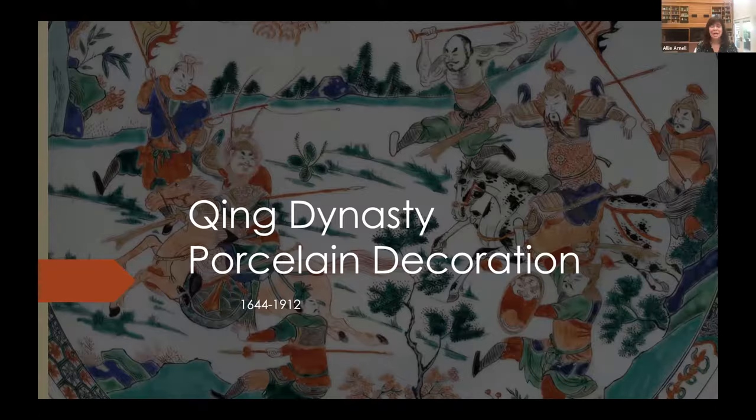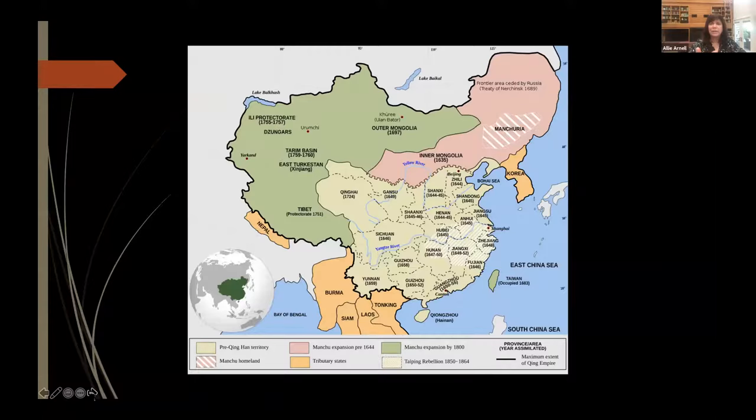from the Qing Dynasty. However, I do want to add that there have been amazing moments of porcelain and ceramic production throughout the history of China. So we are focusing on this one moment, but please, I know and understand that there are some amazing other moments in the history of Chinese porcelain and ceramic production. So the Qing Dynasty, as many of you know, was a dynasty that started in the 1600s and ended around 1912.